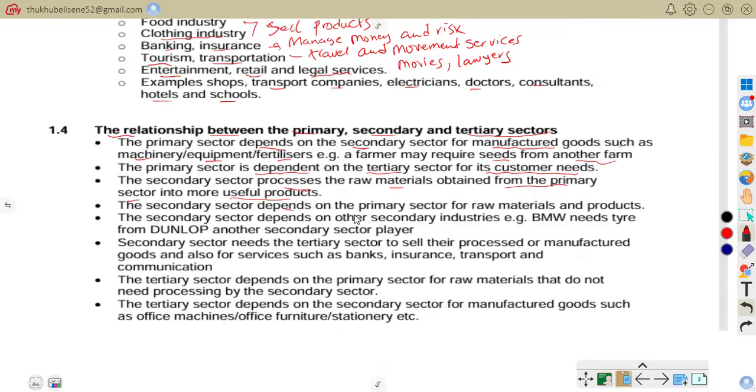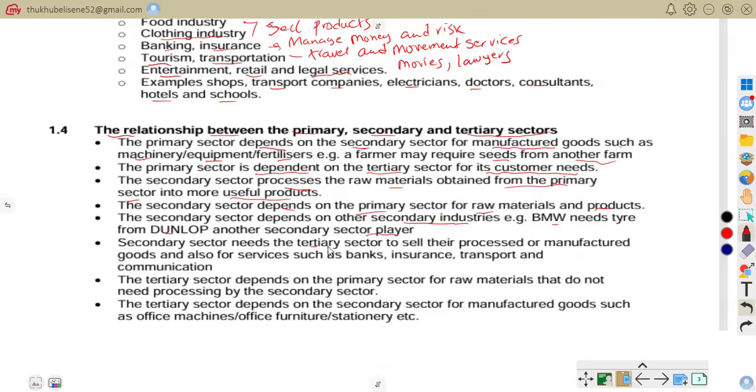The secondary sector depends on the primary sector for raw materials and products, like we have said. The secondary sector also depends on other secondary industries. For example, BMW needs tires from Dunlop, which is another secondary sector player. It means industries support each other. A car company needs tires from another factory. So secondary depends on secondary.